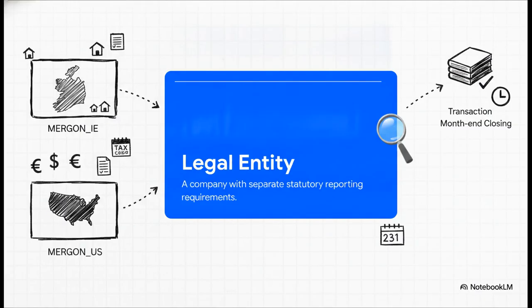So your very first task as a consultant here is understanding the legal entity. This essentially dictates the fundamental statutory boundaries we're working within. Think of a legal entity as a distinct container, representing a company with its own separate statutory reporting requirements. For example, Margon IE for Ireland or Margon US for the United States. Inside each of these containers, you'll be setting up specific addresses, tax registrations, and fiscal calendars, like a standard January to December accounting year, which controls when transactions can actually be posted and closed out at month end.